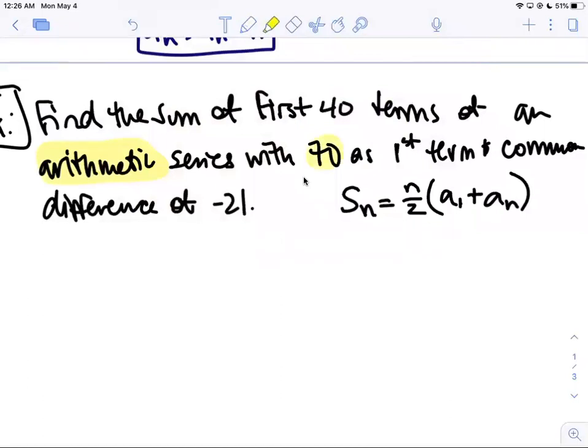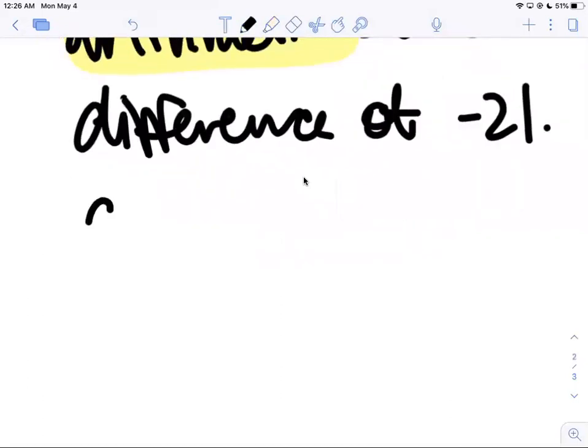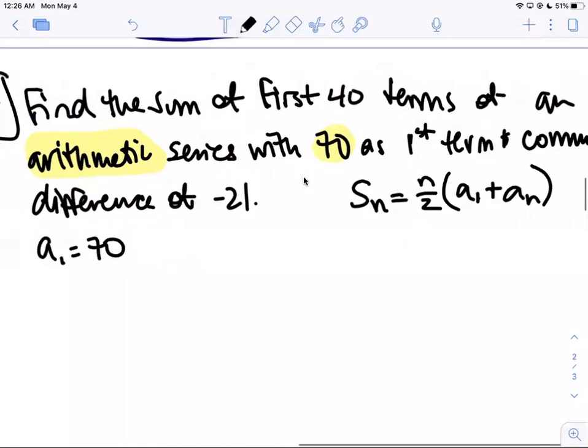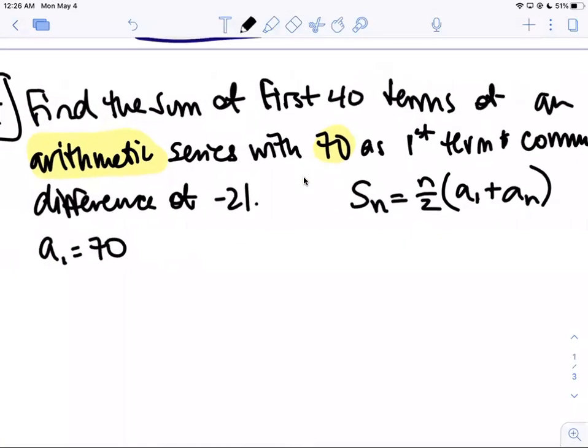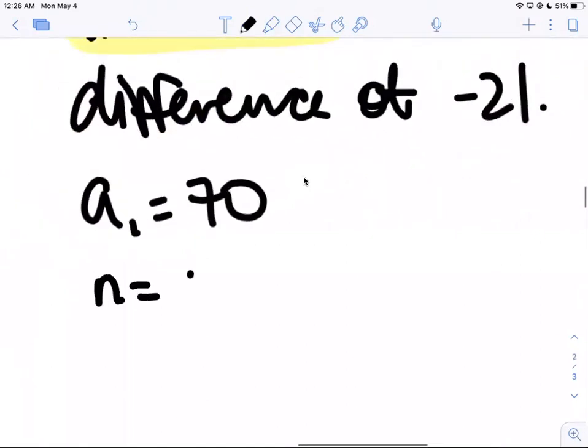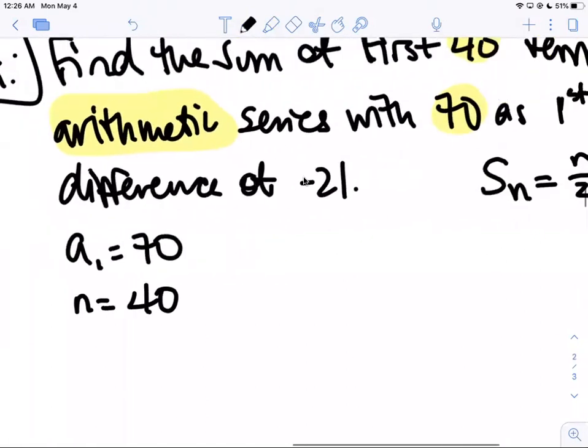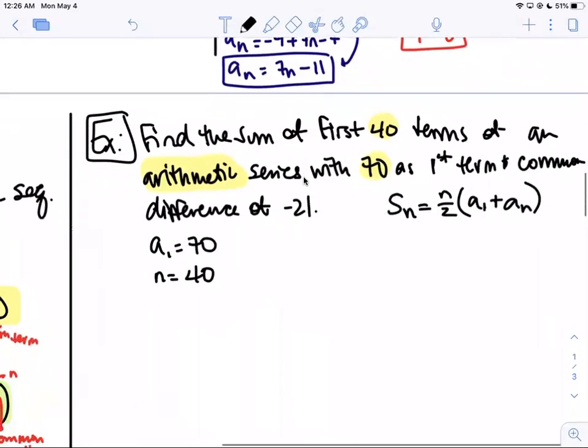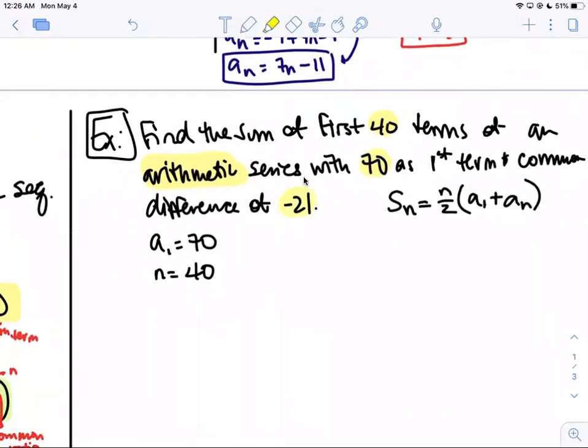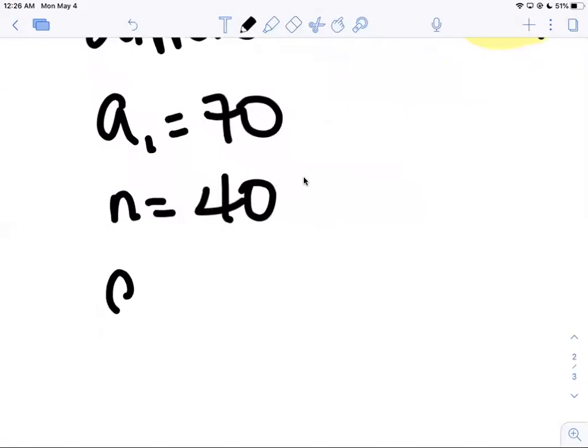Okay, I know 70 is my first term, so my a sub 1 equals 70. Do I know my a sub n? Ooh, I don't know my a sub n. Oh, I do know my n though. I know my n is 40. And then the other piece of information they gave me, but it's not in my formula, my common difference is negative 21.